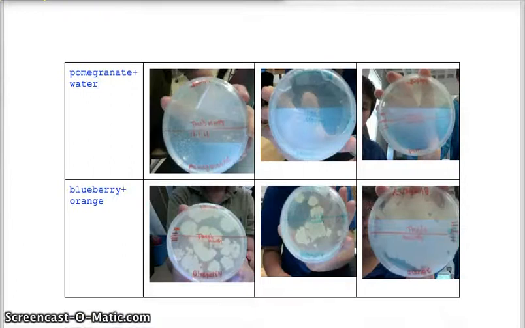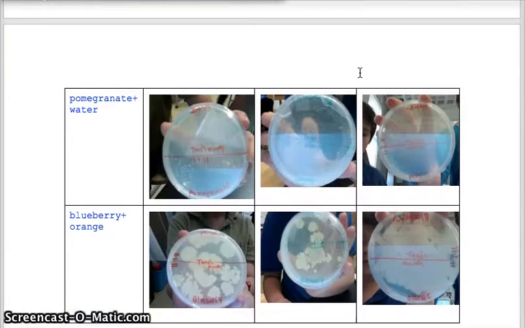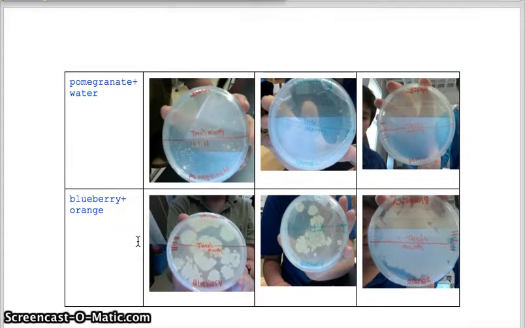Here are the pictures. As you can see, these are the pictures for trial 1, trial 2, and trial 3. We put the pomegranate and water on the same petri dish and blueberry and orange on the same petri dish, although on opposite sides. And as you can see, blueberry and orange had a lot more bacteria than pomegranate and water.